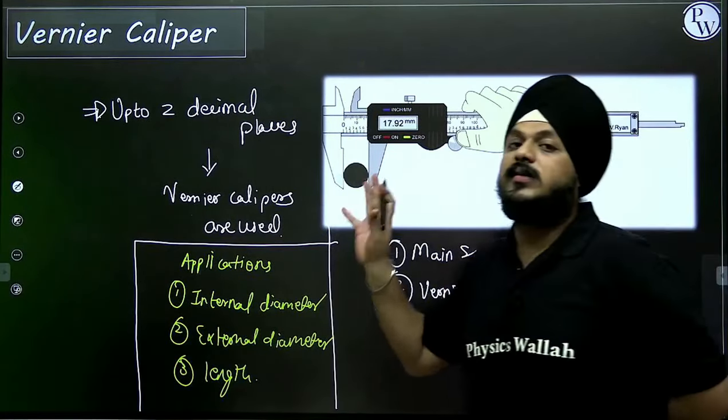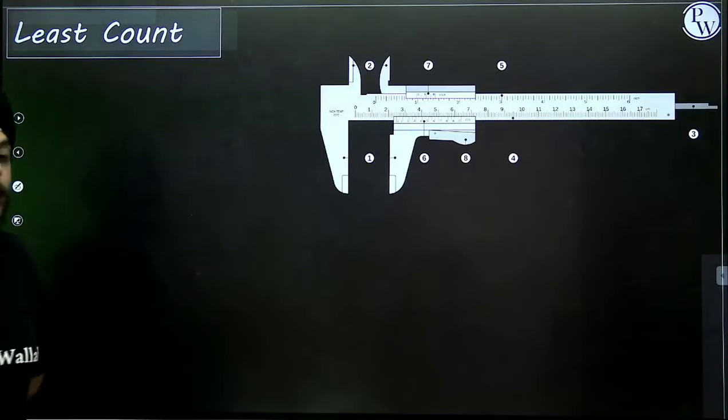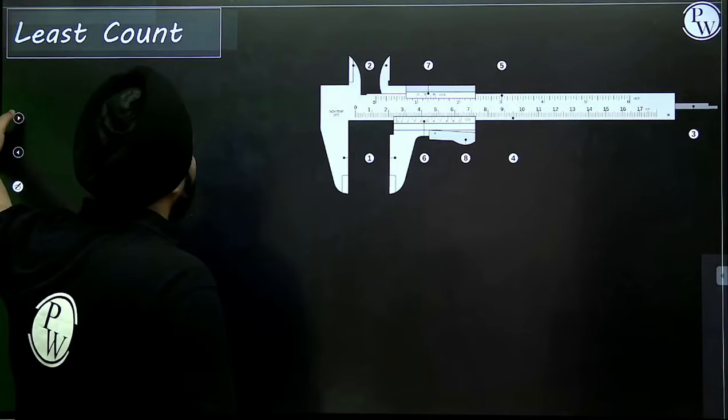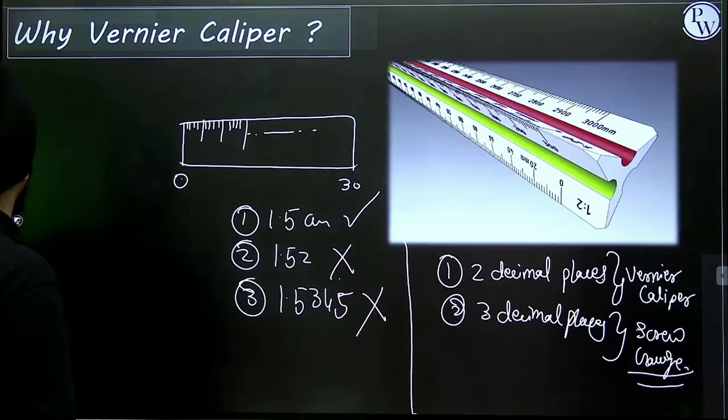So this is important stuff about the Vernier caliper. But how these things are going to happen, we are going to see. First of all, let's move on to what the caliper actually is, and its least count. And apart from this, I want to give you some detailed introduction here.